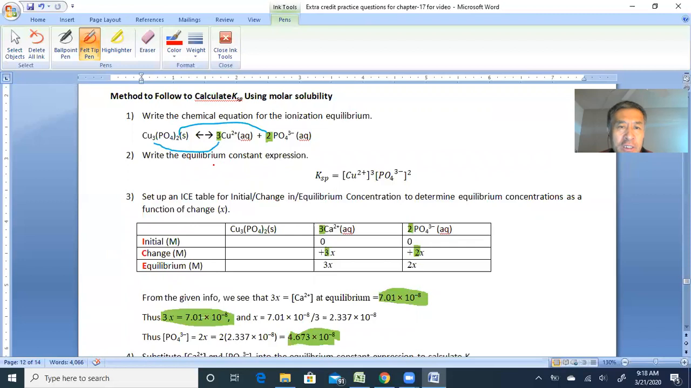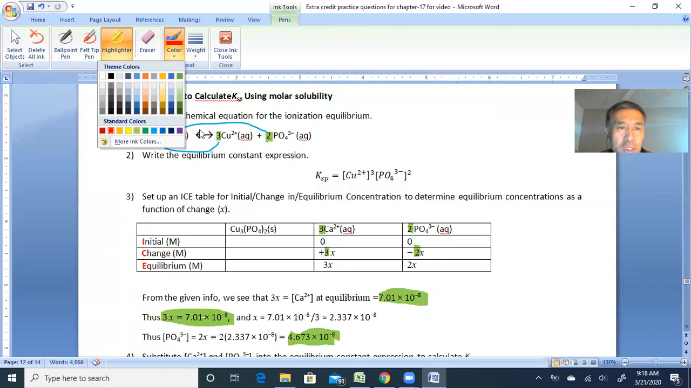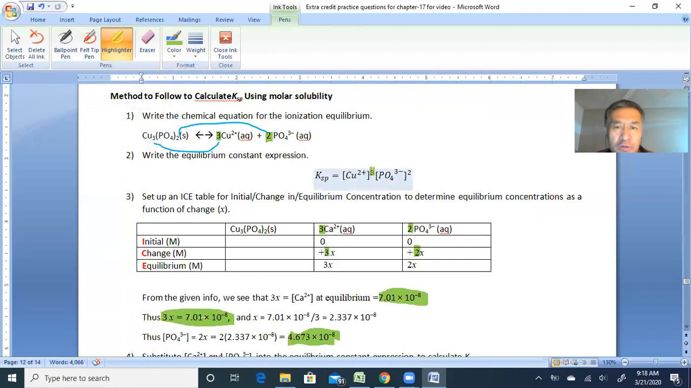Then we write the equation for the Ksp. So we have 2 products in aqueous, Cu2+ in aqueous, so therefore they go in the equation. Then what is the exponent? The exponent will be the coefficient. So we have this coefficient become the exponent, and similarly for the other product. So where is this reactant? Well, it is not in the equation because this reactant is a solid.